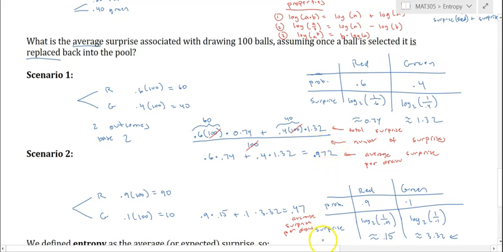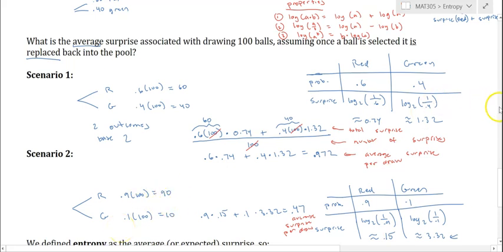Now, the surprise associated with, say, drawing 2 greens in a row would be incredibly high. It would be 6.64. So what we're saying here is getting 10 greens and 90 reds is pretty much what we would expect. But let's say you did get 10 greens. Well, that would give you a total surprise of 33.2, which would be obviously a lot higher because you were getting 3.32 surprise per draw since you drew 10 greens in a row. But in this situation, we would expect very little surprise because we would expect to get reds almost all the time.